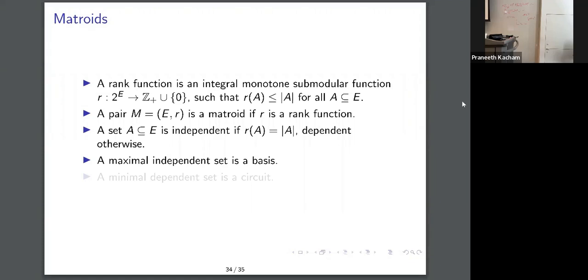Independent sets are defined as those that achieve the maximum value of the function, and minimal dependent sets are those where adding one more element does not increase the function beyond the value of the set size, and they are called the circuits. So one special case of a rank function for the matroid is the graphic matroid. And then these independent and dependent sets would resemble forests and subgraphs that have cycles.